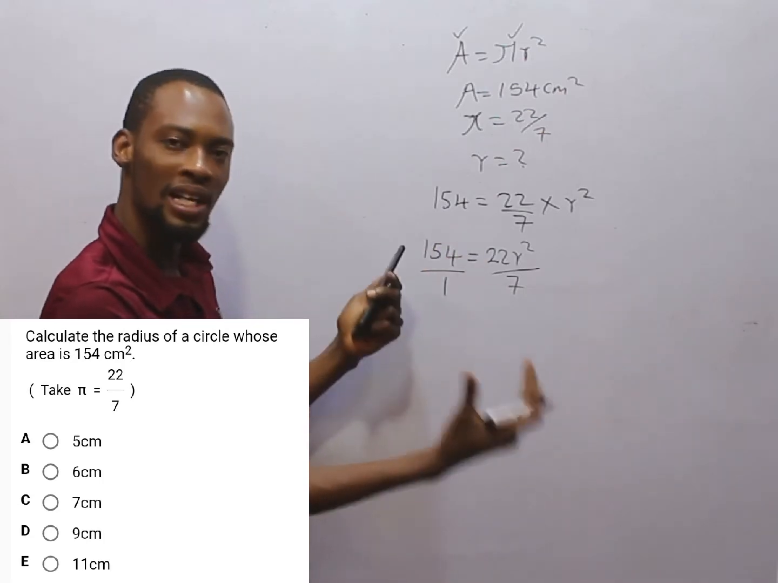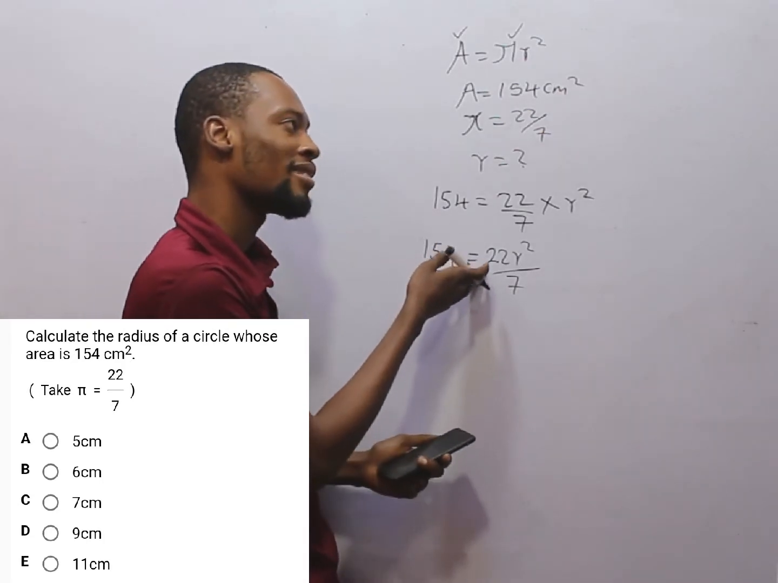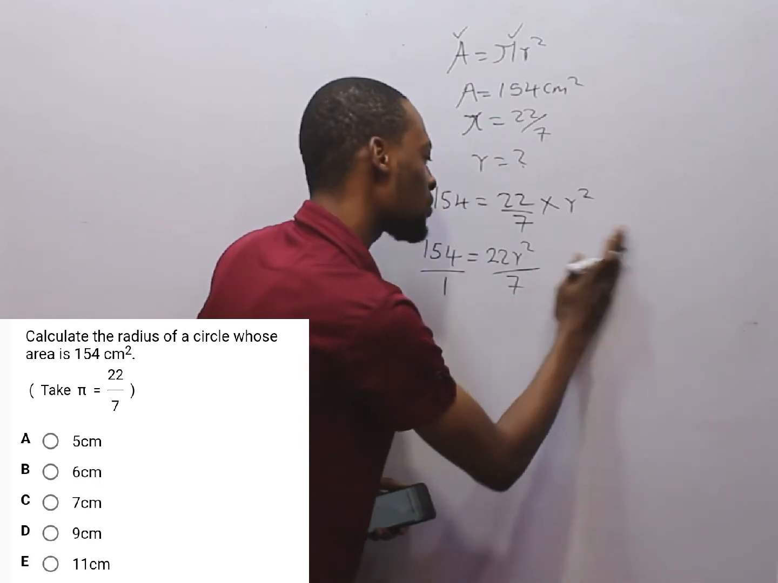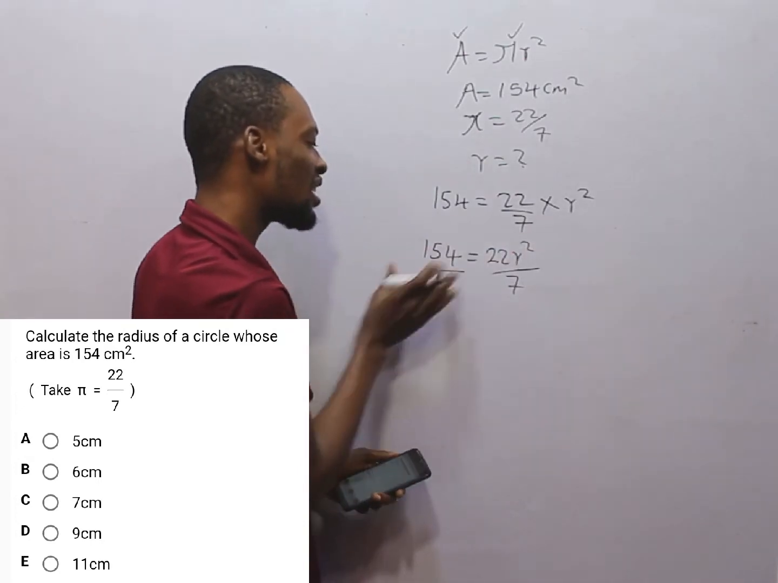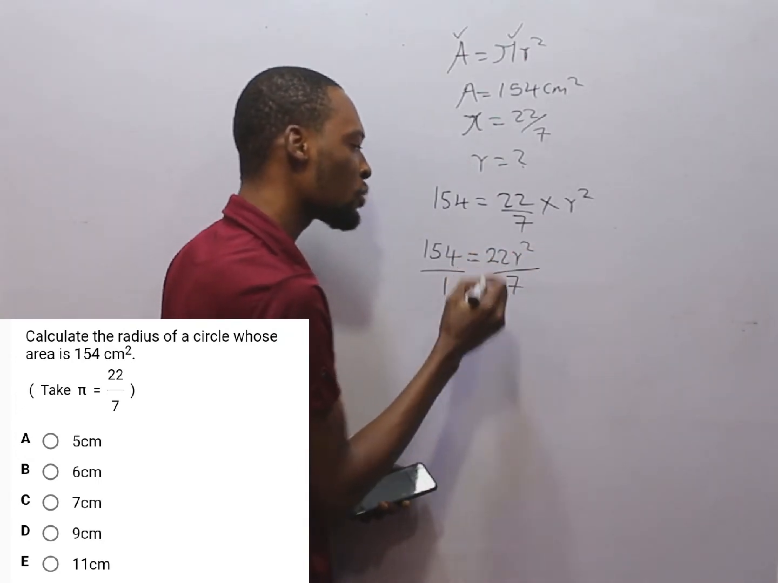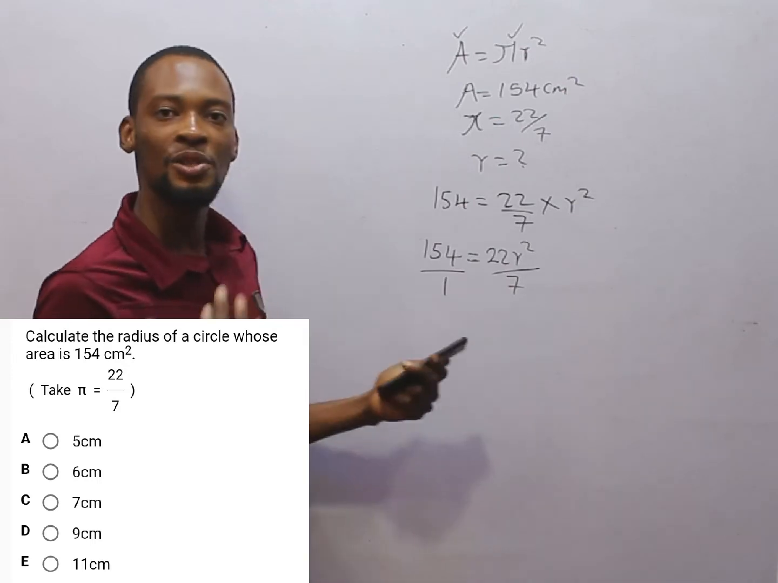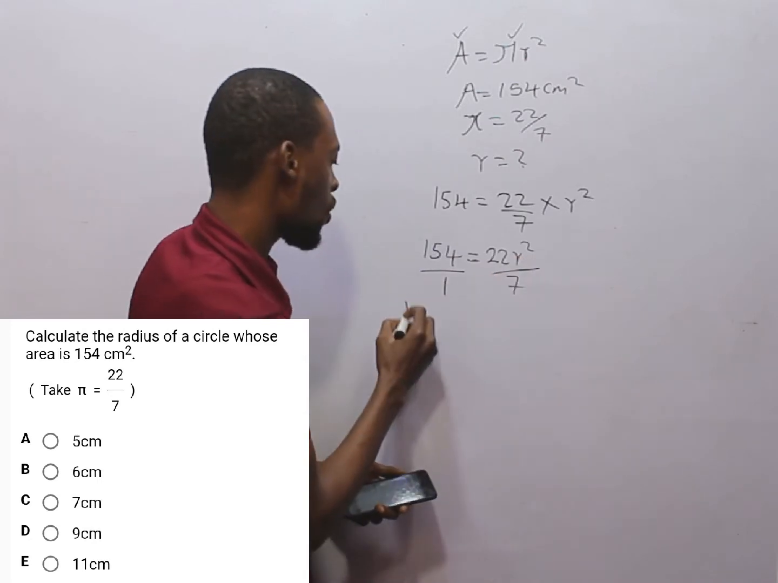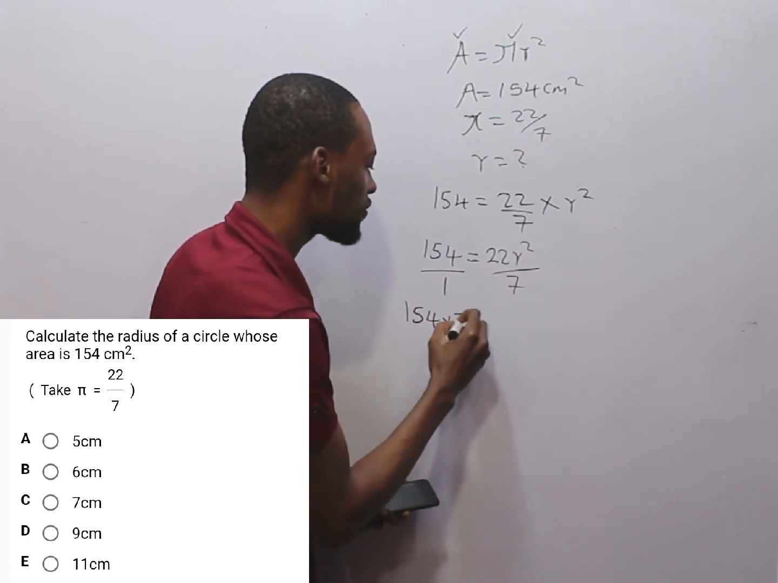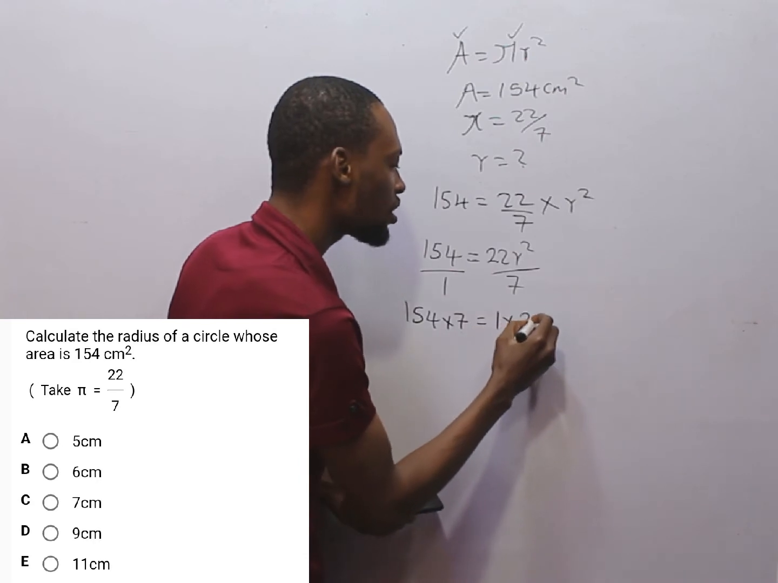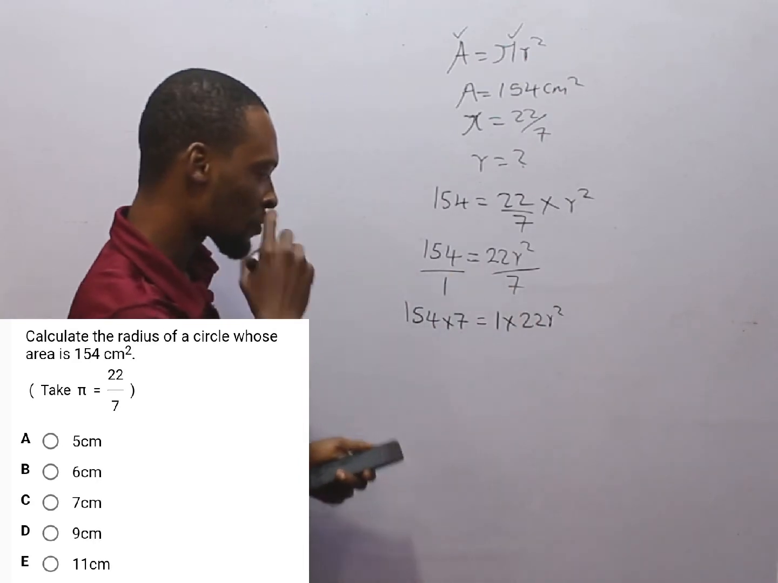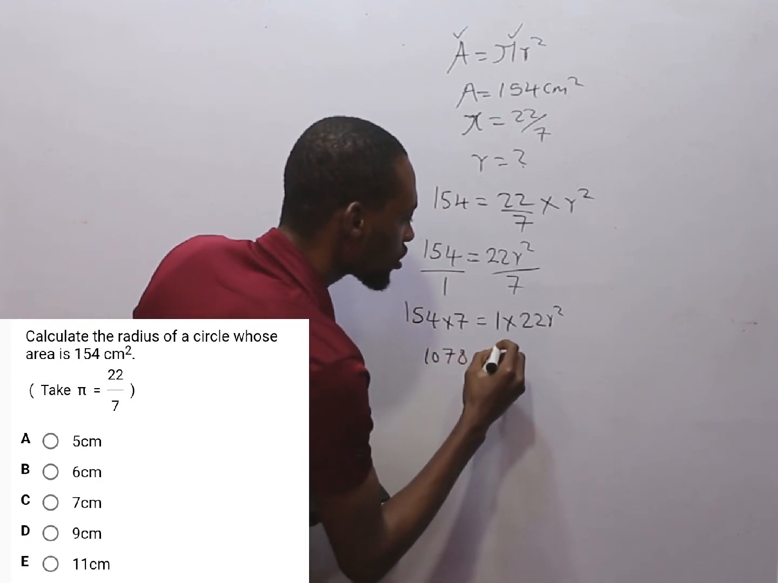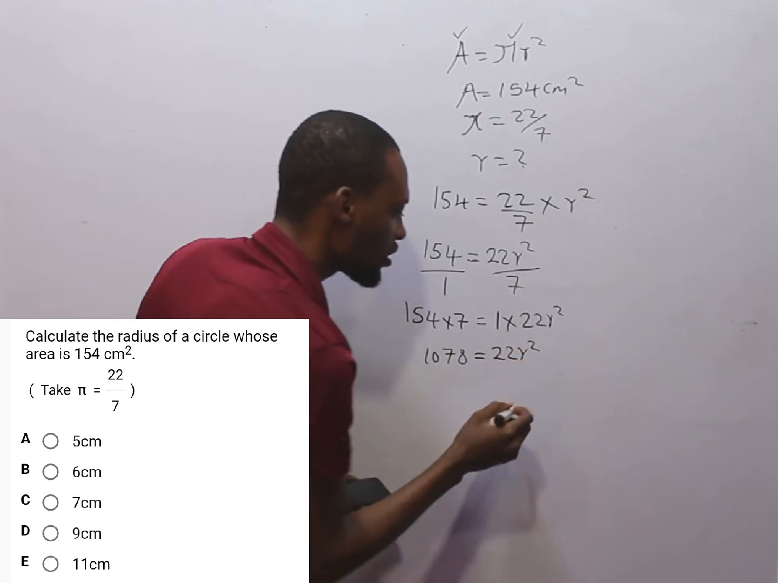When you are given two fractions separated by an equal to sign, what to simply do is cross multiply. So long as there is no other addition, no subtraction or anything going on here, it's just this and this. You cross multiply. How do you cross multiply? You simply say this times this is equal to this times this. In this case, 154 times 7 is equal to 1 times 22 r squared. 154 times 7, that should be 1078, is equal to 22 r squared.